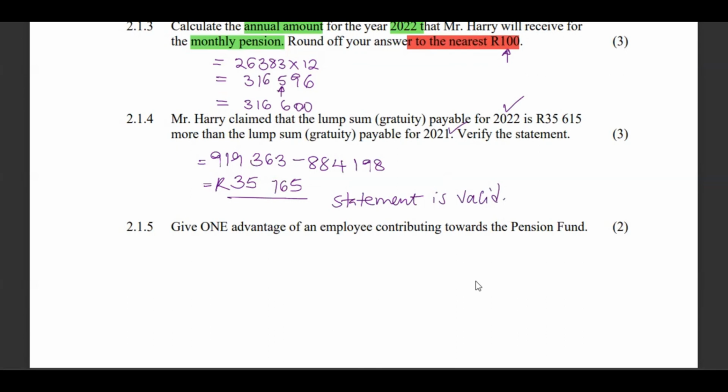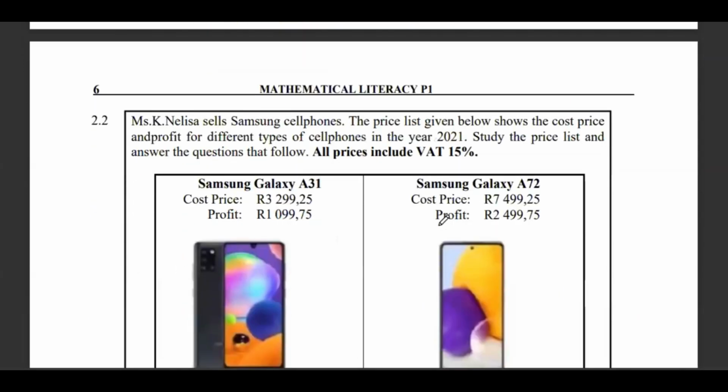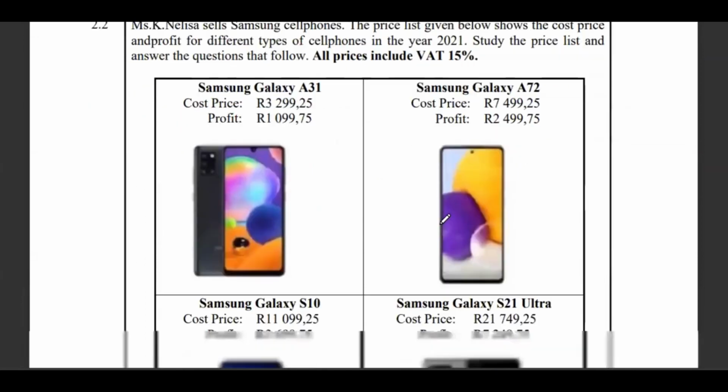Here they're asking us to give an advantage of an employee contributing towards pension. Number one, they will have an income when they lose their job or when they retire. Another thing is that it will be a backup plan when one dies, so the family will still be getting an income to maintain their daily expenditures.